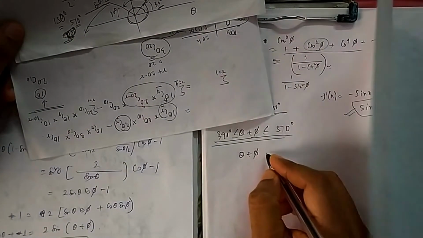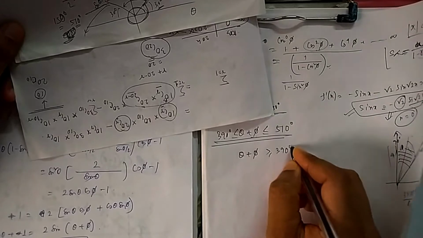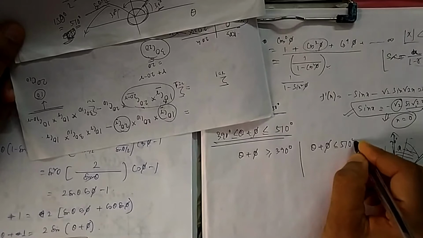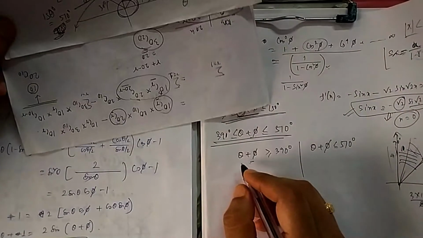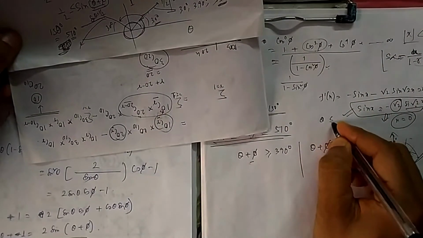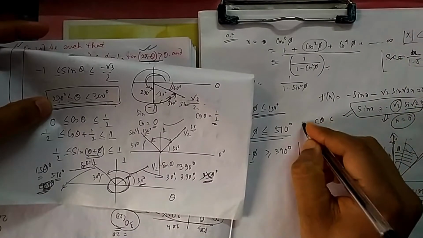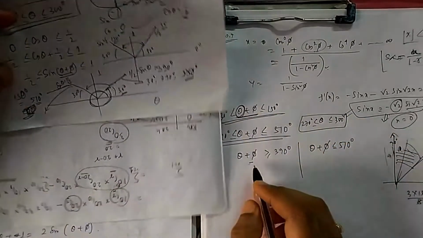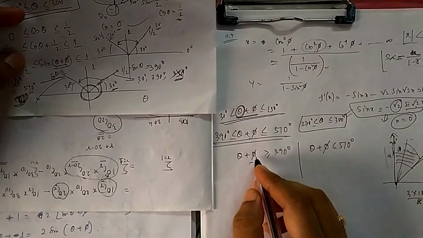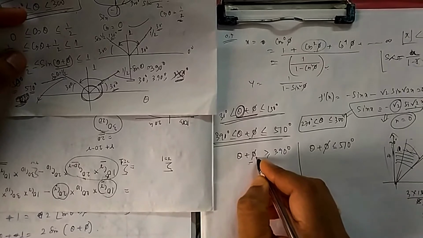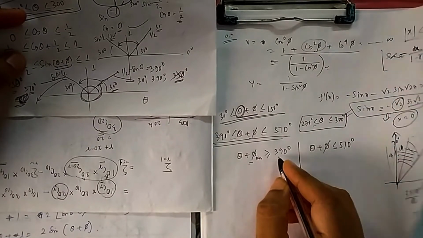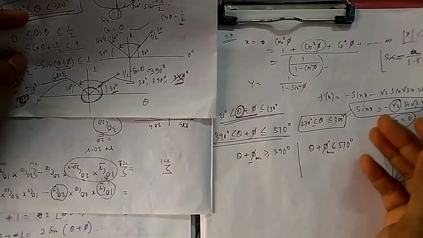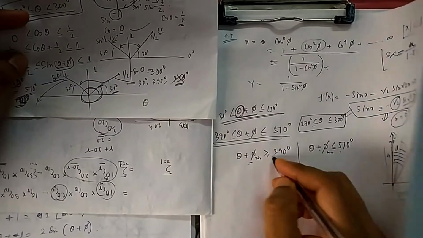Theta plus phi is greater than 390, suppose this one I have taken, and theta plus phi is less than 510. Now for theta I have a range. What is the value of theta I got? Theta I got between 270 to 300. This was my theta, what I have calculated. Now you see, what is the minimum value of phi? From here you will get the minimum; it will keep on increasing. From here you will get the maximum value, because maximum will be 510 and then it will reduce. This is the maximum limit, this is the minimum limit.